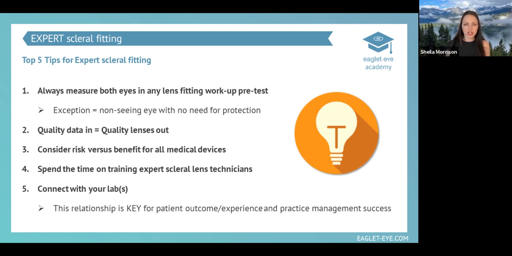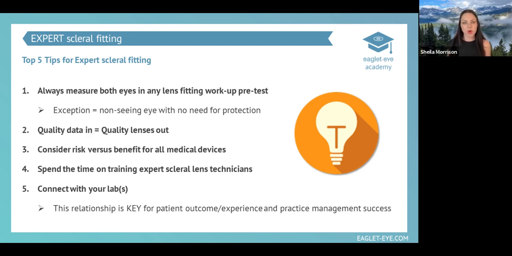A couple months later, they want a scleral on the other, and you have to bring them back in. Now, it's always great to do a workup on both eyes 100% of the time, just so that you have the data. It's always great to go back to do it. The only exception would be a non-seeing eye, a prosthetic, an eye that's never going to need any protection from a scleral lens or to be fit with a lens at all.